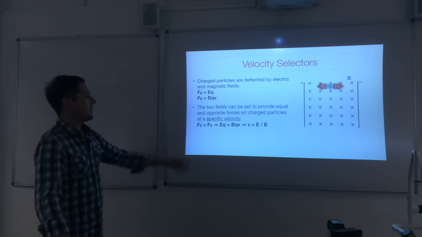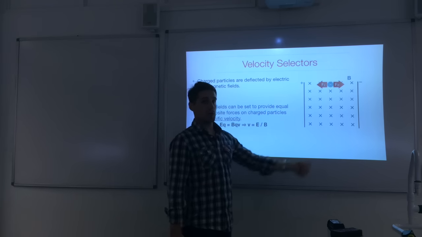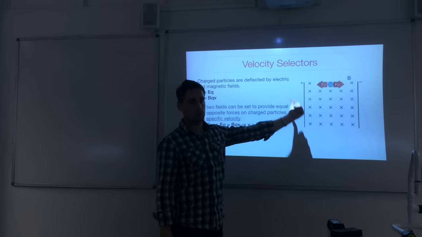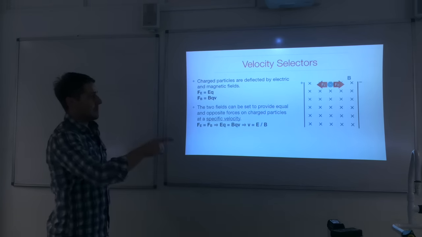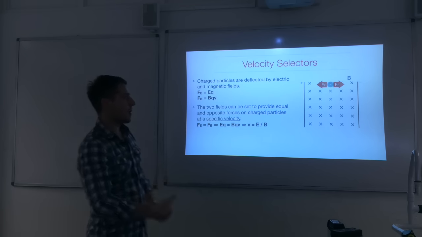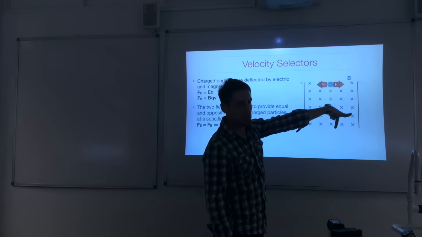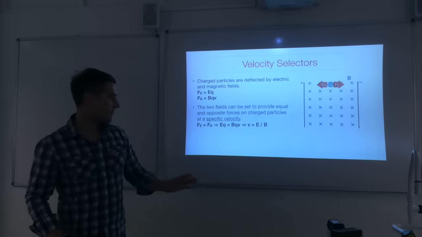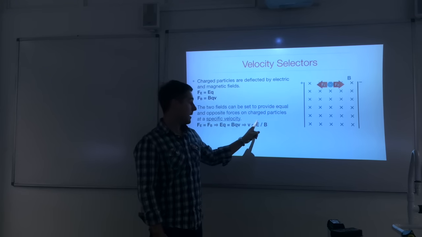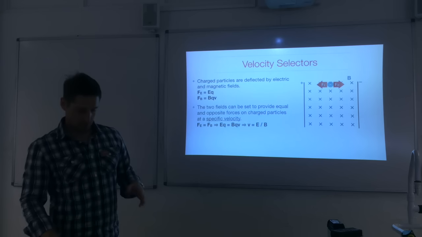So there's my negatively charged particle. It experiences an electric force to the left because it's negative, attracted towards the positive plate, and the magnetic force is to the right. So conventional current is down, field is into the plane of the board, so the magnetic force is to the right. So that particle was going at the velocity equal to the electric field strength divided by the magnetic field strength. So that was undeflected.